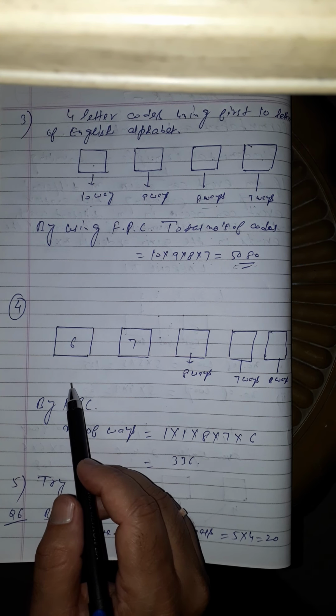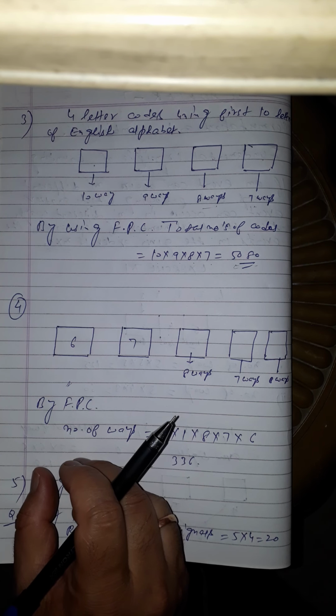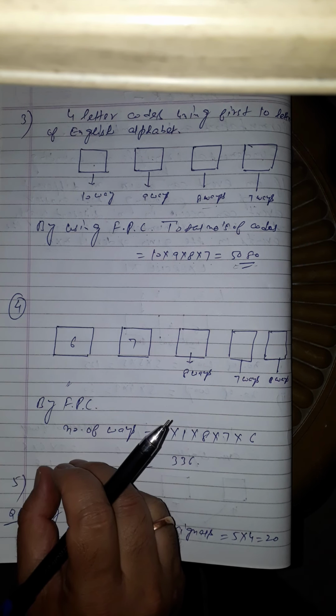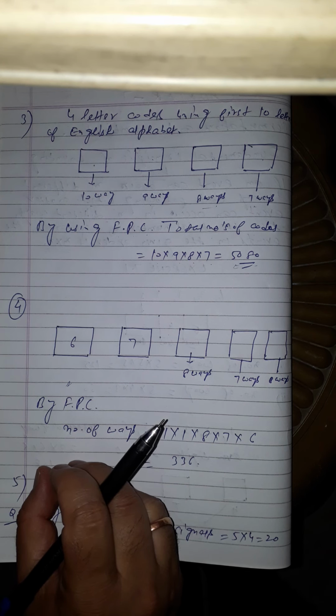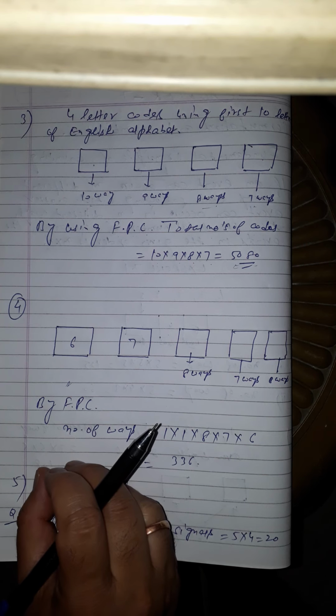Question number 4 is how many 5-digit telephonic numbers can be constructed by using 0 to 9 if each number starts with 6, 7 and no digit is being repeated?